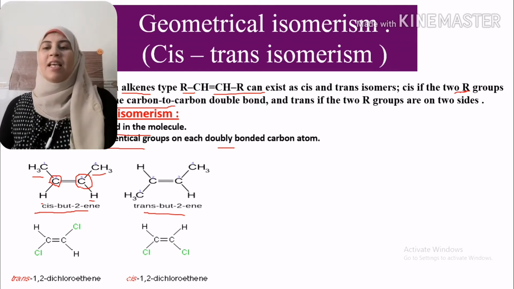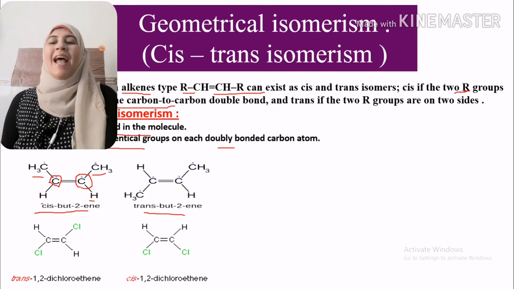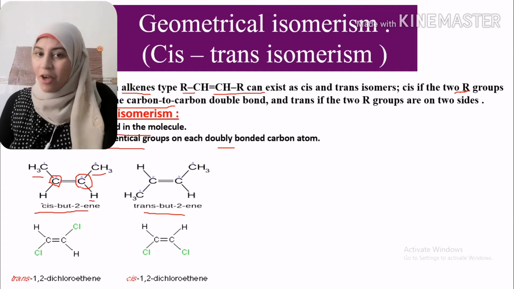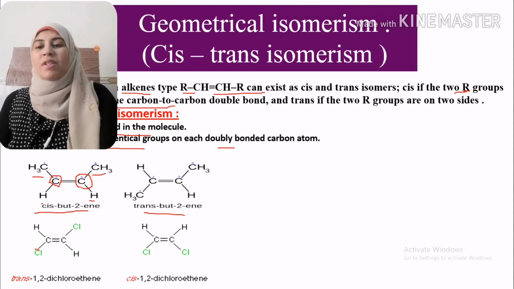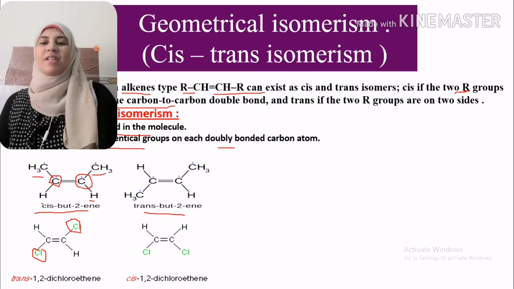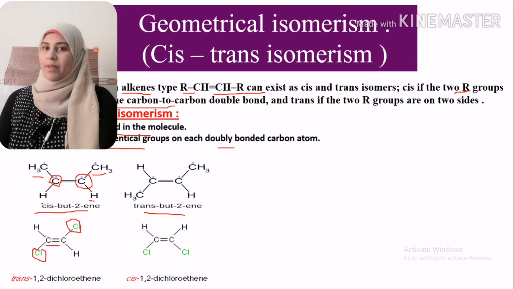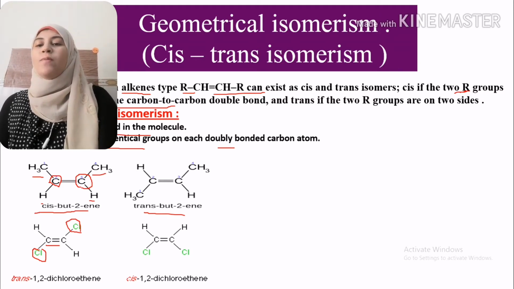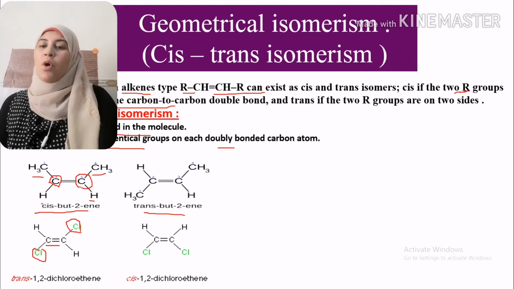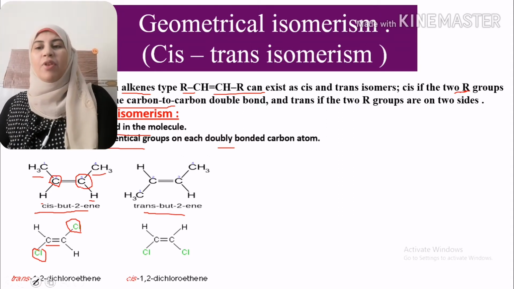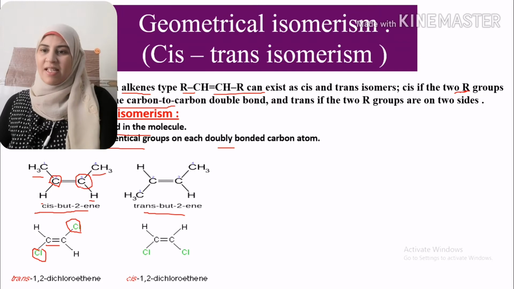The second example, we have 1,2-dichloroethene. In the case of 1,2-dichloroethene, we have two chlorine atoms attached to the ethene compound. The first one is attached to the first carbon atom and the second one is attached to the second carbon atom. So at first we have the two rules. First, we have restricted rotation, we have an alkene, a double bond. Second, take care, we have two non-identical groups on each carbon atom. If the two identical groups are in opposite directions, we have trans. If they are in the same direction, we have cis.